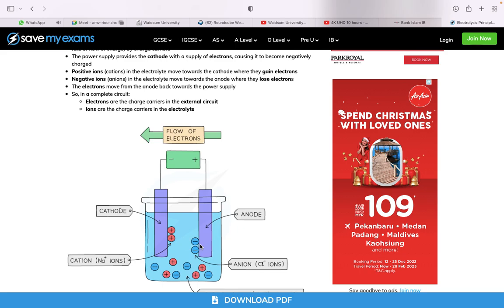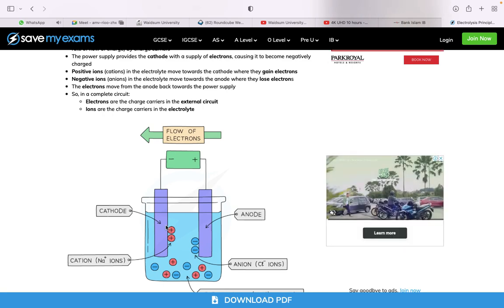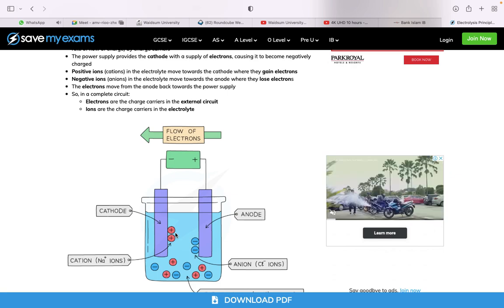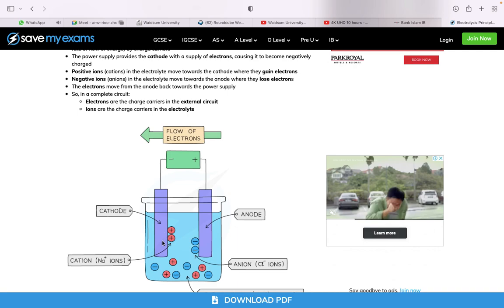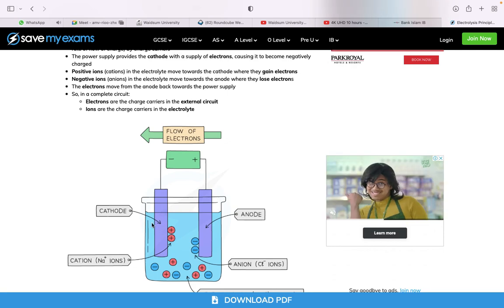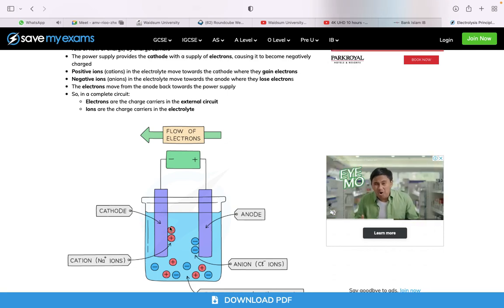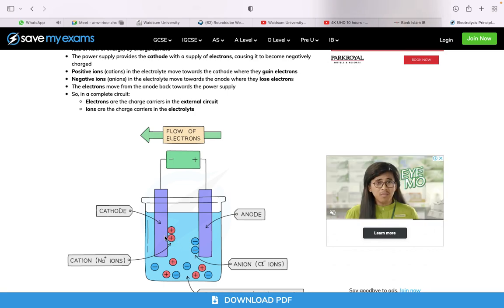So we say the positive ions, which are the cations in the electrolyte, move towards the cathode, where they gain electrons. So when they move here, they will gain what? Electrons. Why would they gain electrons? Because electrons have already flown into this electrode, and it has made it a cathode. So they will gain the electrons to themselves.